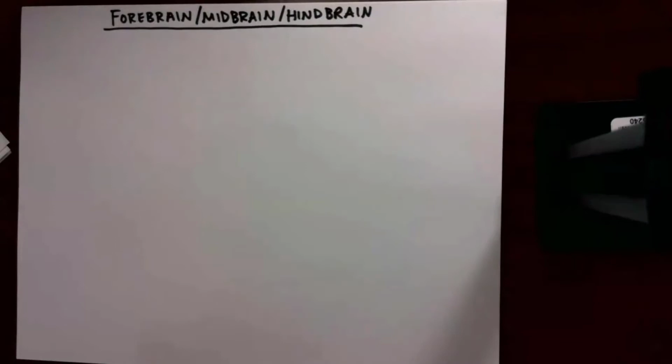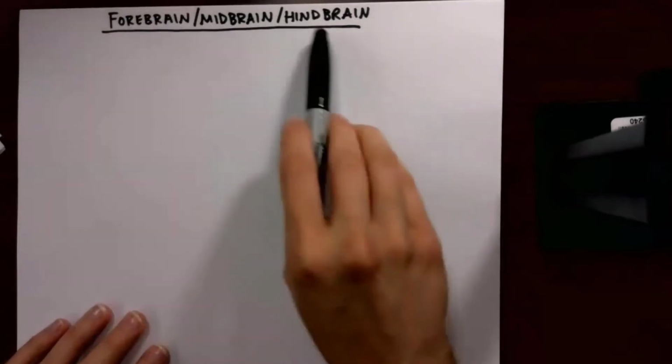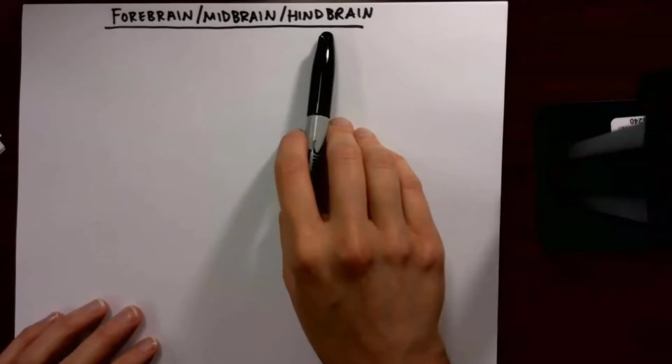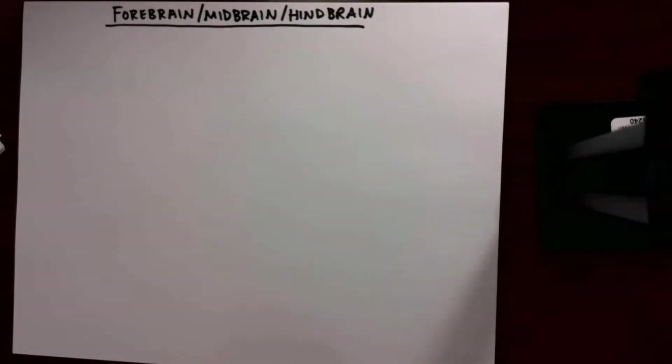Hi AP, so today we are going to be drawing another drawing of the brain. Today we're going to focus on the forebrain, midbrain, and hindbrain. So we're actually going to be looking at some of the internal brain structures that you need to know for this unit. Alright, so we're going to go ahead and start with the forebrain.